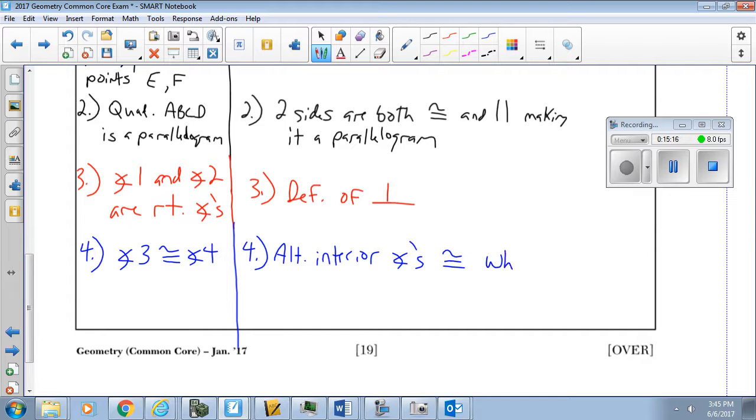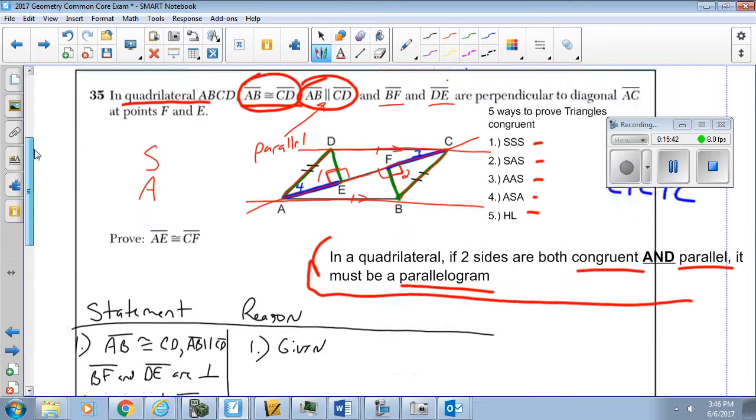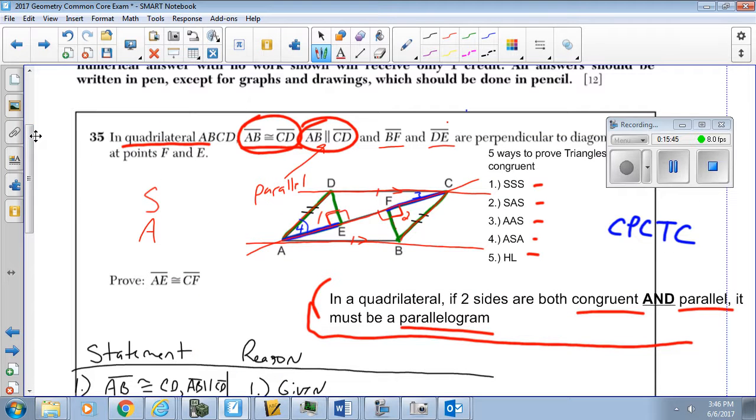When two parallel lines are intersected by a third line, I'll say a transversal. I'll use that vocabulary. All right, so now we have an angle, and then a side.